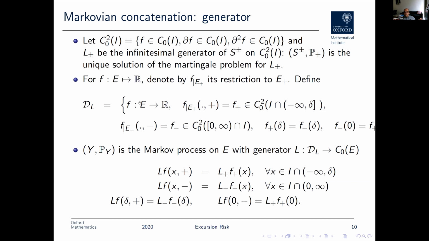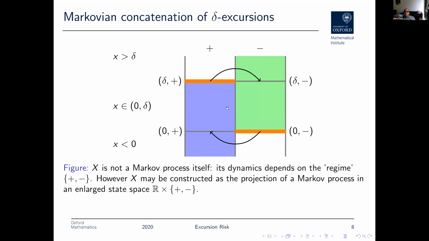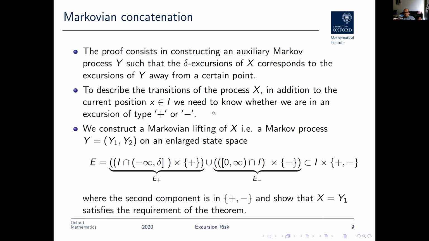So the tricky thing is defining the domain correctly. So the domain will be functions on this enlarged state space. I'm going to denote E plus, sorry, E plus is what I call the green region, E minus is what I call the blue region. So no, it's the opposite. E plus is the blue region, E minus is the green region. So when I'm living in the down phase, the minus phase, I'm living in the E minus. When I'm in the up phase, I'm evolving in E plus.